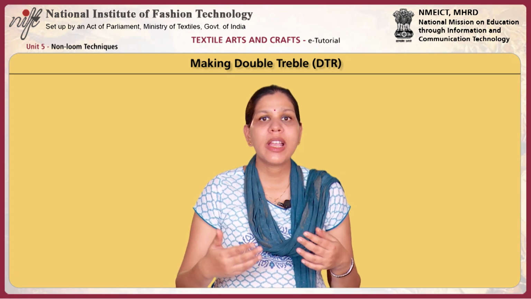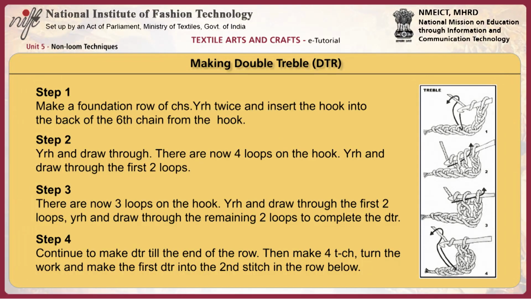Follow these steps to make a double treble. Make a foundation row of chains, yarn around the hook twice and insert the hook into the back of the 6th chain from the hook. Yarn around the hook and draw through. There are now 4 loops on the hook. Yarn around the hook and draw through the first 2 loops. There are now 3 loops on the hook. Yarn around the hook and draw through the first 2 loops. Yarn around the hook and draw through the remaining 2 loops to complete the double treble.